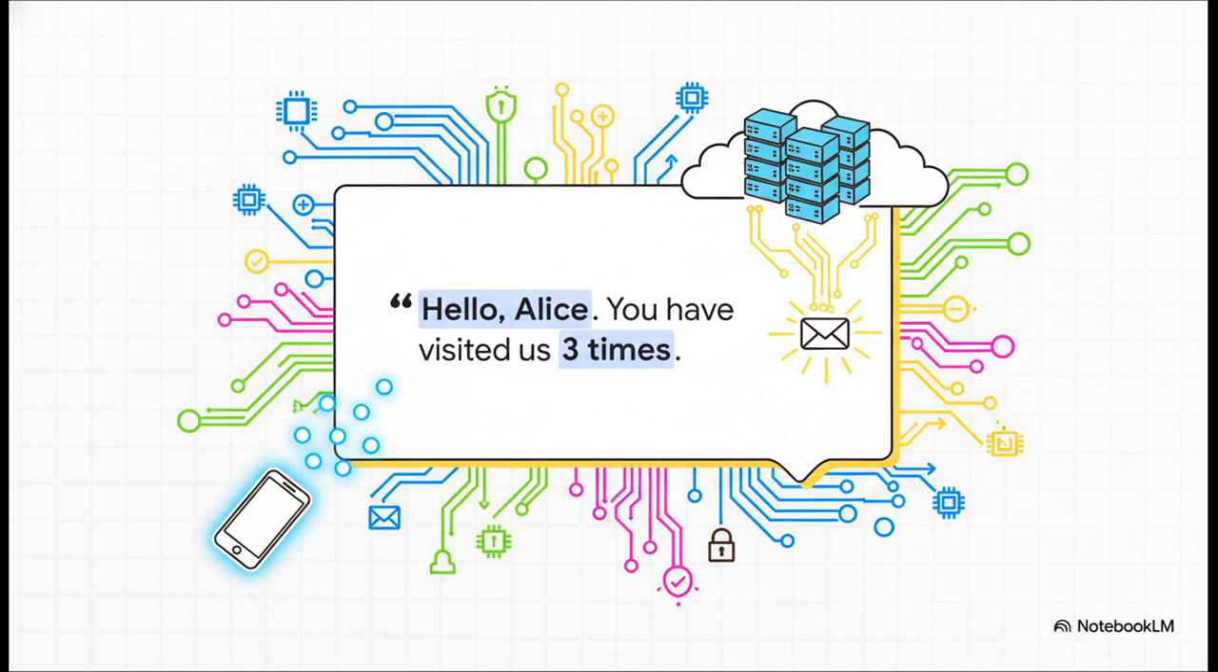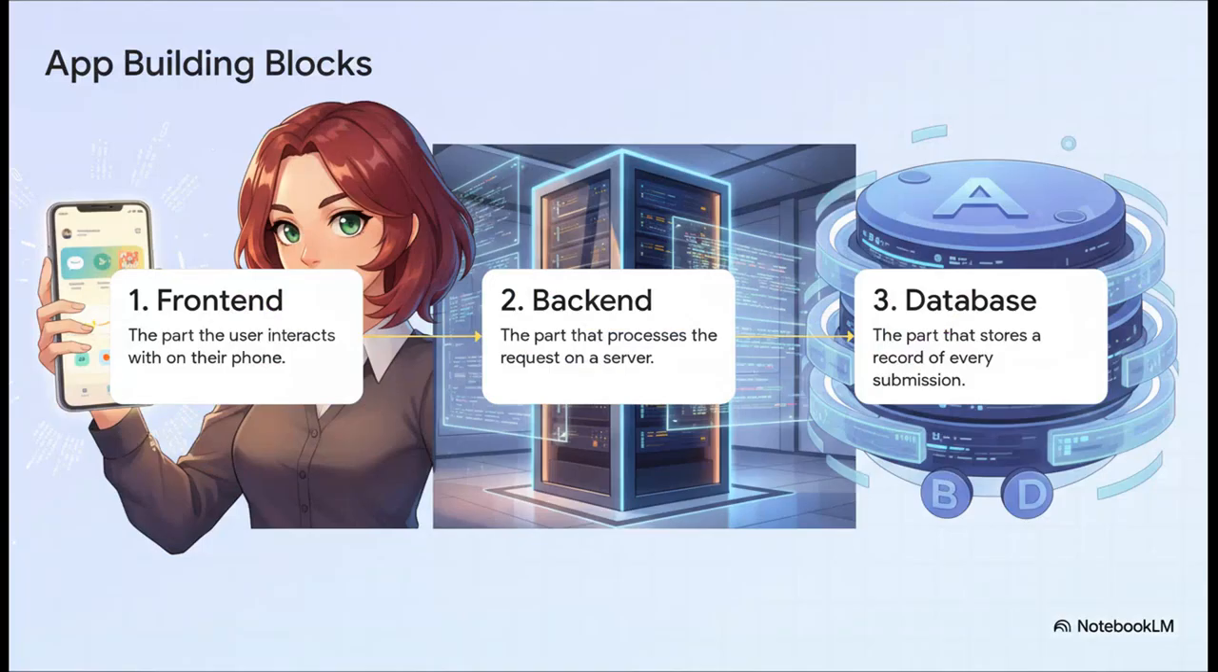But in that tiny fraction of a second, her request just went on this incredibly complex journey. And that seamless feeling? It's all made possible by three main parts working together perfectly. First, you've got the front end. That's the actual app running on her phone. Then, way off on a server somewhere, you have the back end and the database. Honestly, these three things are the fundamental building blocks for pretty much every app you use every day.